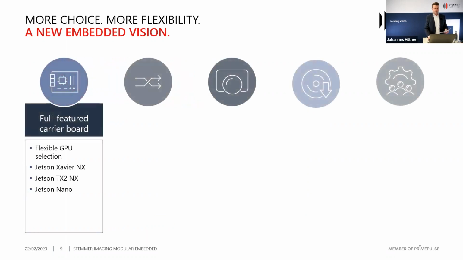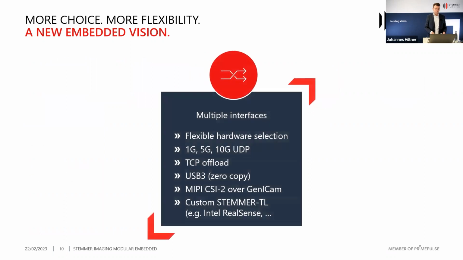Besides the carrier board, we also offer a pretty broad range of multiple interfaces. This one, of course, allows for flexible hardware selection, but the board itself comes with 2 10GB interfaces. We also implemented TCP Offload for that. I will explain this a little bit more in detail in just a second. We provide 2 USB 3 interfaces, and we also provide 2 MIPI CSI interfaces, which can be addressed using GenICam compliant software.